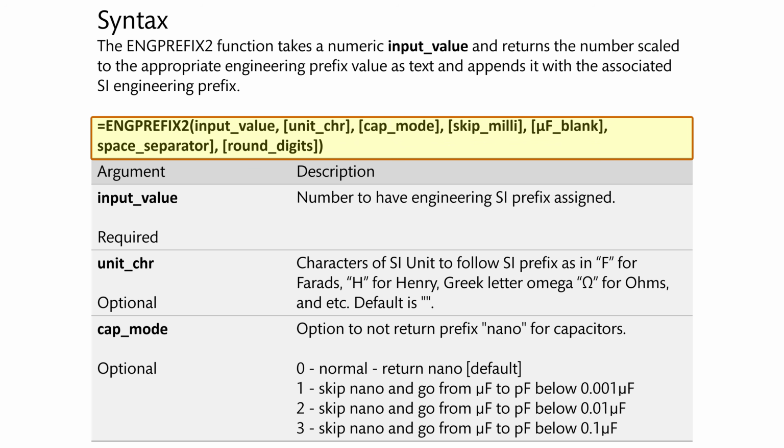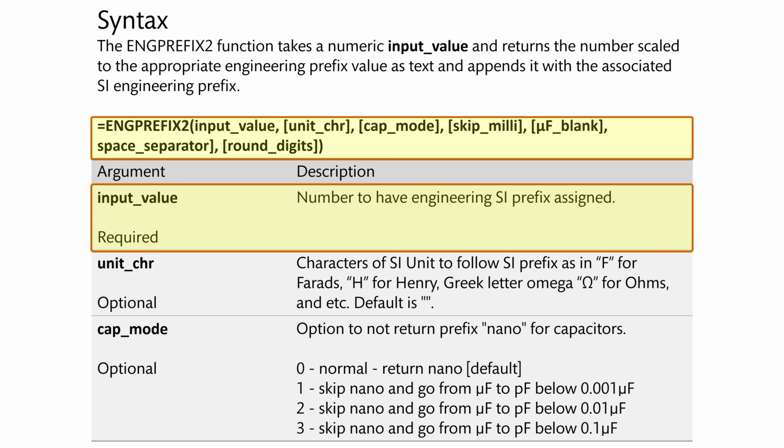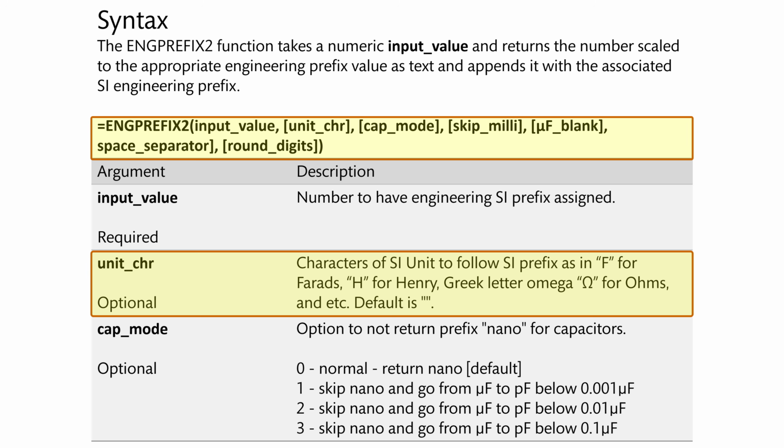Here's the syntax chart for my user-defined function. It has 7 arguments. The first argument is the numeric input, which is required. It's the number to be scaled and have the engineering prefix assigned to it. The second argument is the unit character. It's a string for the characters of the SI unit. It follows the SI prefix. The string would be F for farads, H for henrys, the Greek letter omega for ohms, and so on. The default is null. Although it's optional, it's rarely without use.